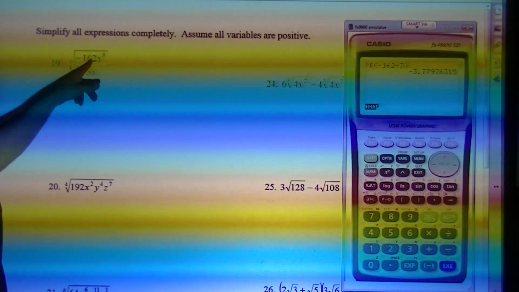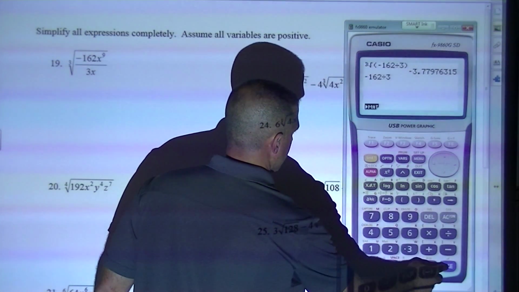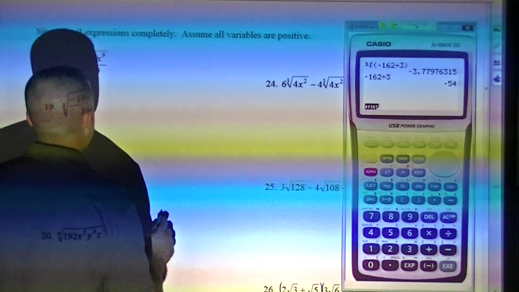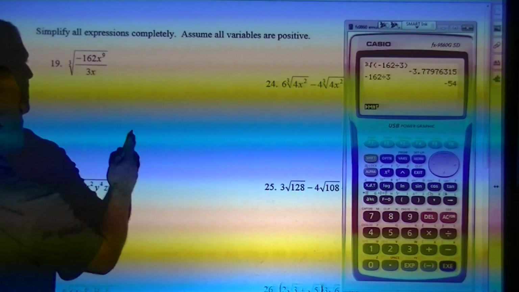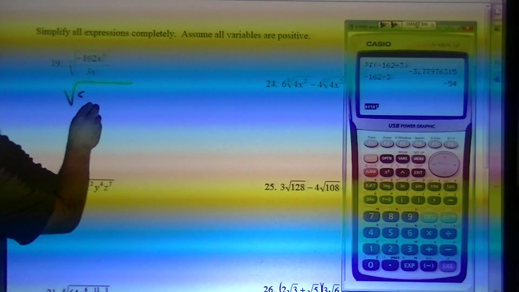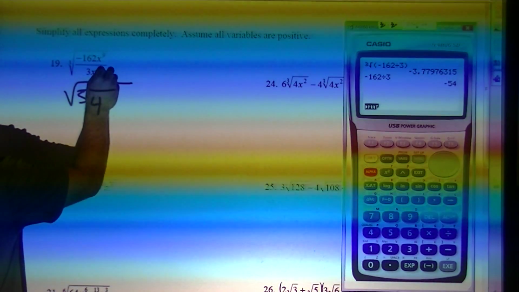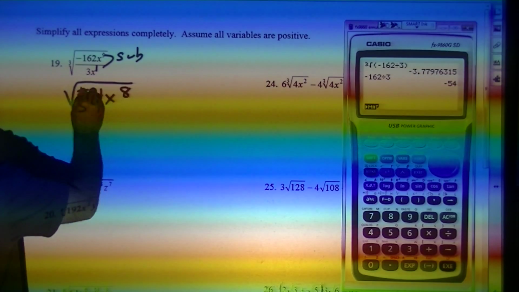Now, what I would do here is divide negative 162 by 3. It's negative 54. As you can see, my answer is negative, so when I get done, I'm going to deal with the negative. For right now, I'm going to write the answer out as positive 54. This is a 1 for x. I subtract those, so that's x to the 8th.